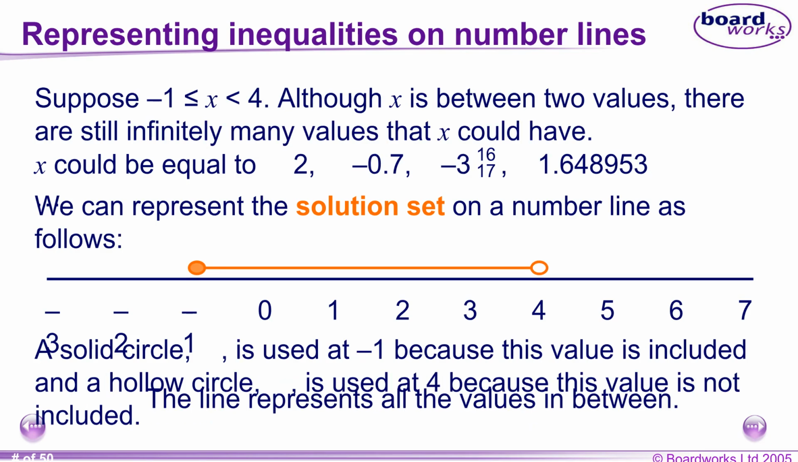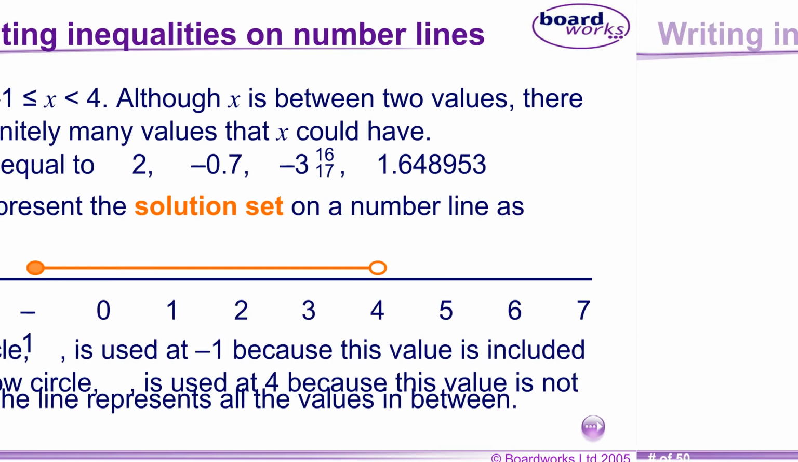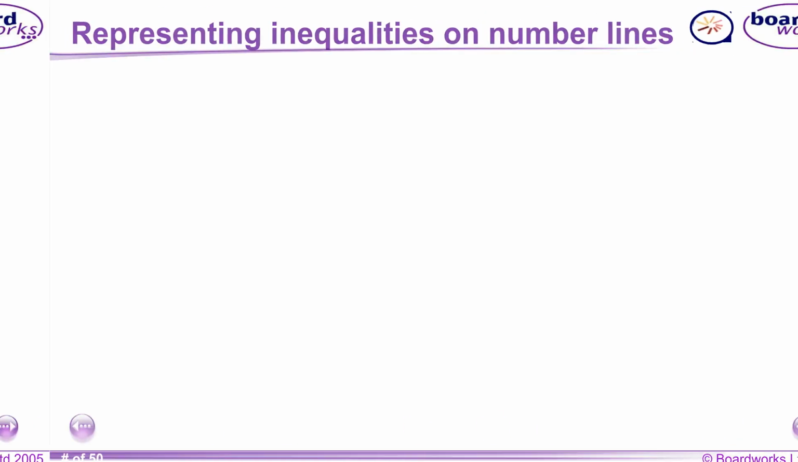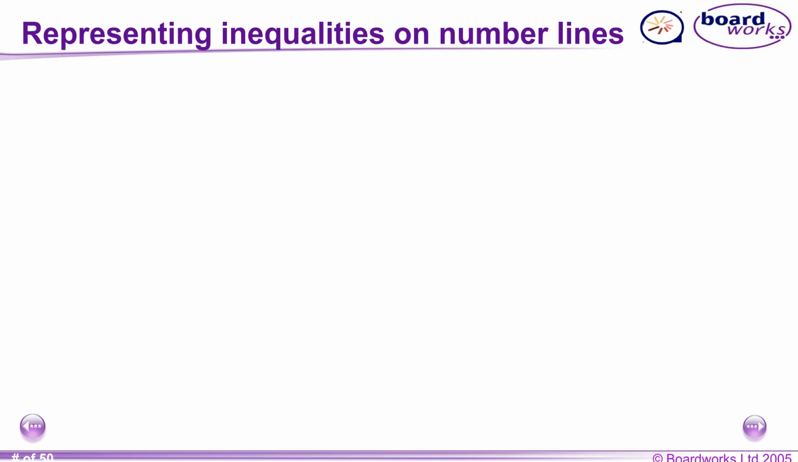For a compound inequality like -1 is less than or equal to x, which is less than 4, we use a solid circle at -1 since it is included. A hollow circle is used at 4, as it is not included. The line segment between them represents all the values in the solution set. Now, let's practice writing inequalities from number lines. This scene is an interactive activity for practicing representing inequalities on number lines.